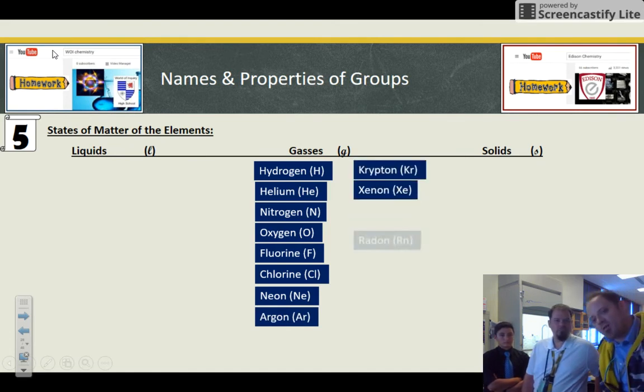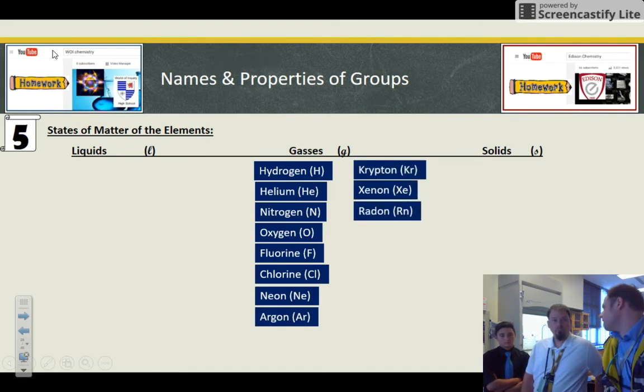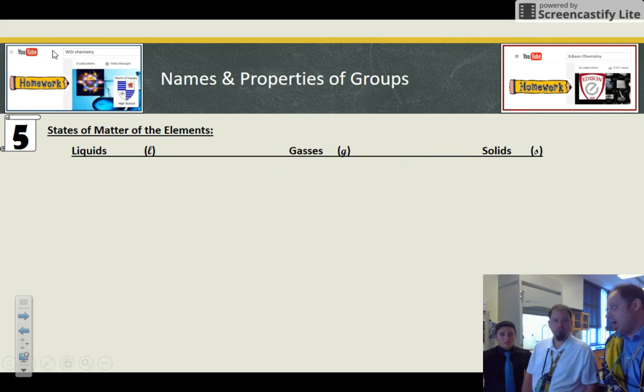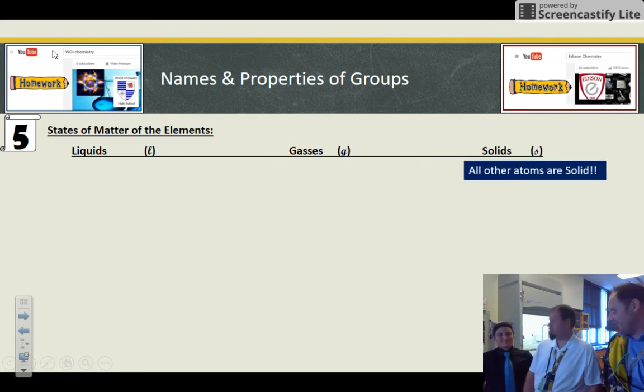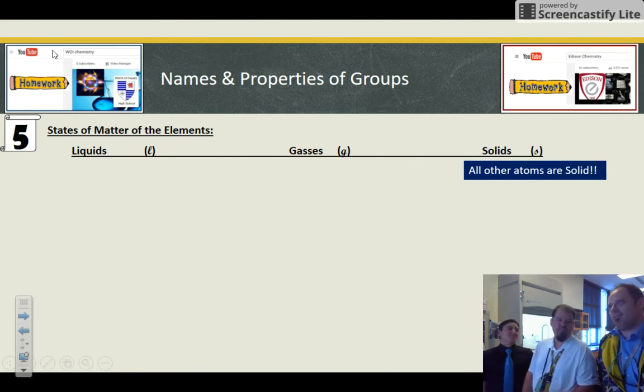Maybe next year we'll put the diatomic seven in order and the noble gases right next to each other. Yeah, maybe we'll do that. You know what's the best about the last part? Everything else. It's a solid. Exactly. Go ahead, say it. Everything else. Everything. All of it.